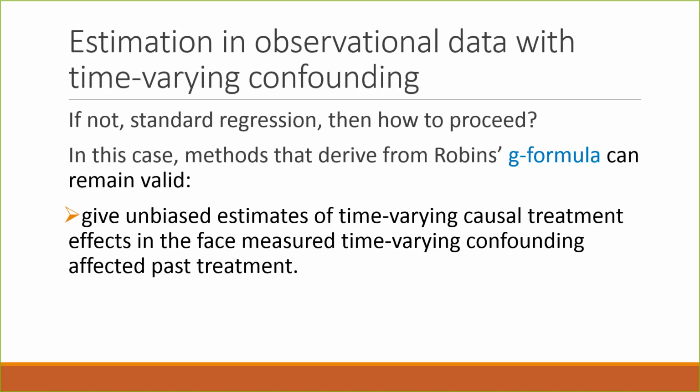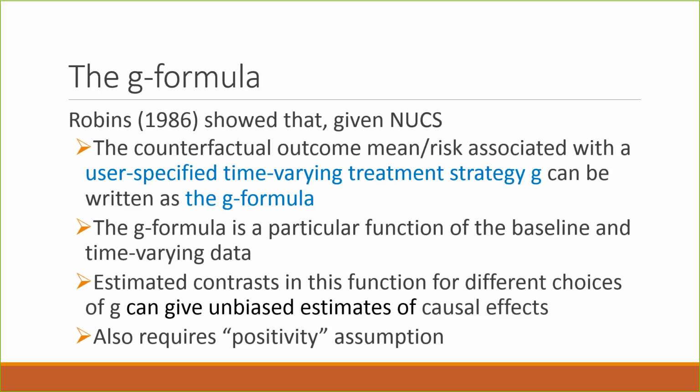In other words, they can give us unbiased estimates of time-varying causal treatment effects, the effects of time-varying treatment strategies, in our case these initiation strategies indexed by X, in the face of the structure where we might have measured time-varying confounding affected by past treatment. So what is the G formula?